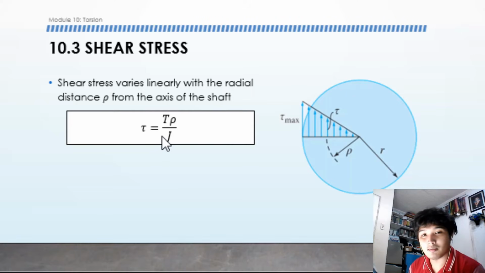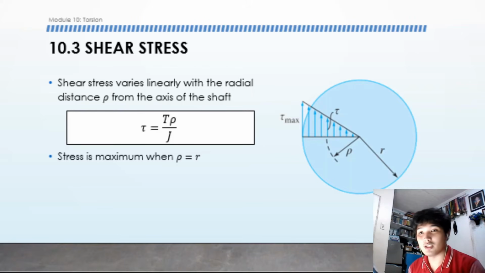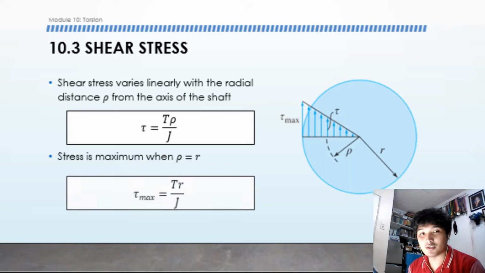Pero class, 'di ba? Ang gusto natin kapag nag-analyze tayo ng material, kinukuha natin yung critical stress niya, okay? Kung saan ba yung pinakamalaking stress na nade-develop, and that is doon nga sa extreme fiber. So, para makuha yung shear stress diyan, simply yung rho dito, papalitan natin ng radius r. Okay? Kasi nandoon yung maximum shear stress. So, the formula for maximum shear stress is equal sa TR over J.